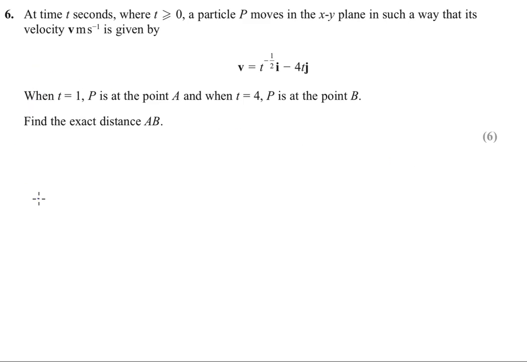Okay, so this is the mechanics half of the applied paper from 2018. Starts off with a vectors question. We've got a vector equation for velocity, and it says that when t equals 1, p is the point A, and when t is 4, p is the point B.